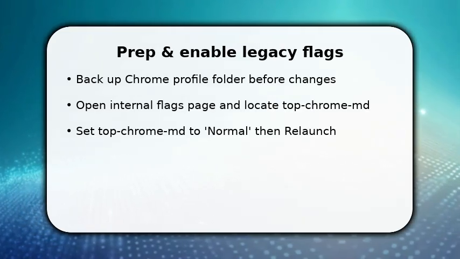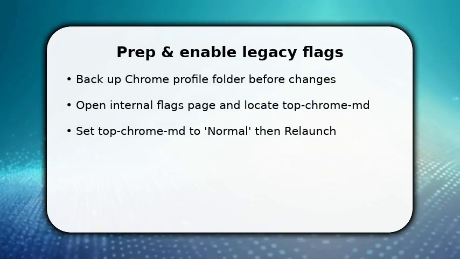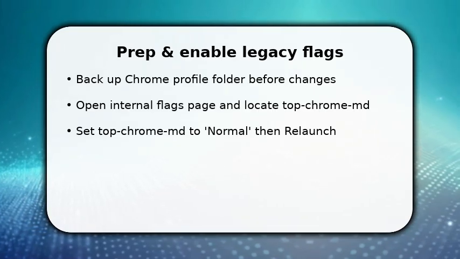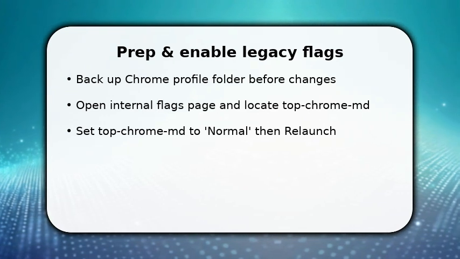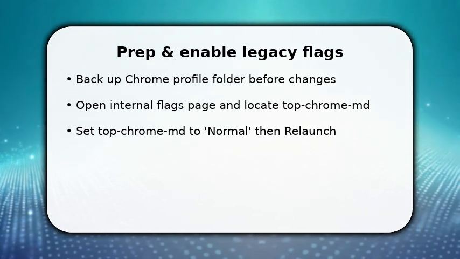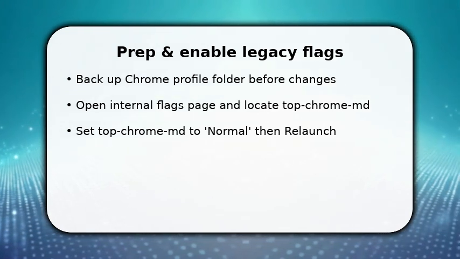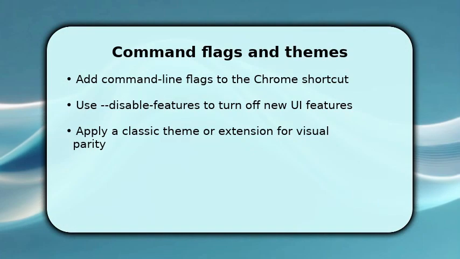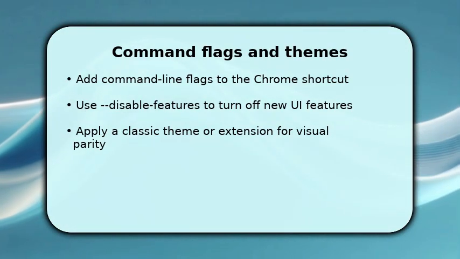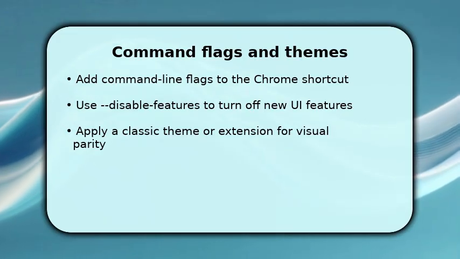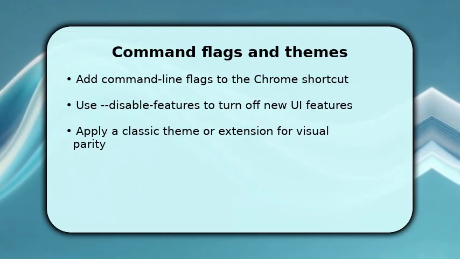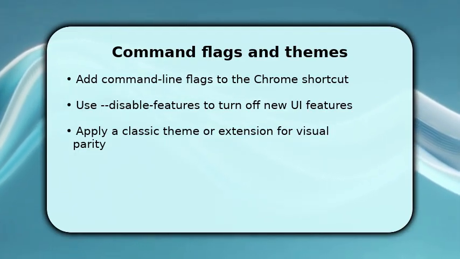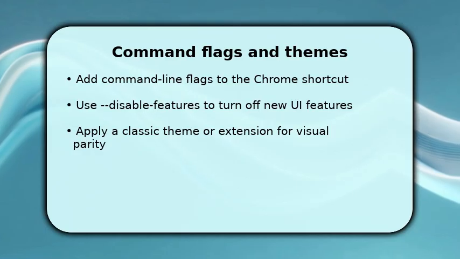If you have admin restrictions, prepare to run Chrome with command line flags instead and continue to the next step. Now modify the Chrome shortcut to force legacy behavior. Edit its target and append command line flags like disable features equals Web UI DevTools experiments or the specific feature names that introduce the new Chrome UI. This tells Chrome to ignore newer UI experiments. Once applied, launch from that shortcut to test.